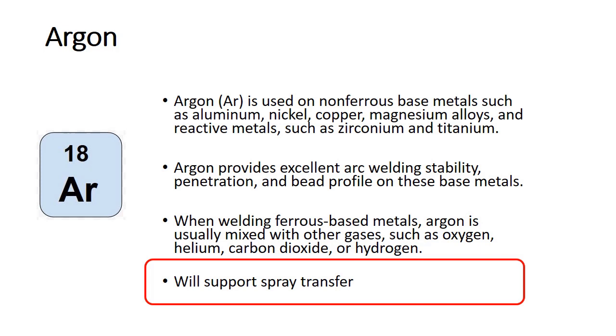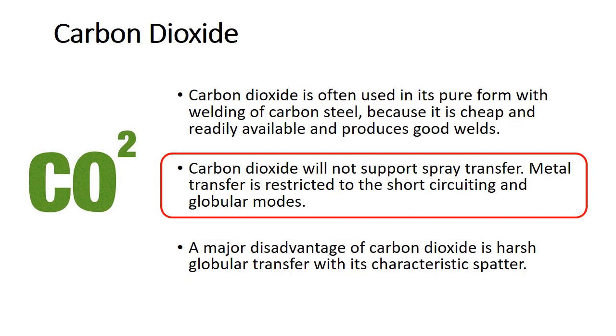Argon will support spray transfer, but we need a minimum of 80% argon to support spray transfer when we're doing gas metal arc welding. Minimum of 80%. If we don't have that, we're either stuck in globular or short circuiting modes of transfer. Carbon dioxide is a gas that's often used with gas metal arc welding, but the thing to remember is it's not going to support spray transfer. Metal transfer is restricted to the short circuiting and the globular modes.